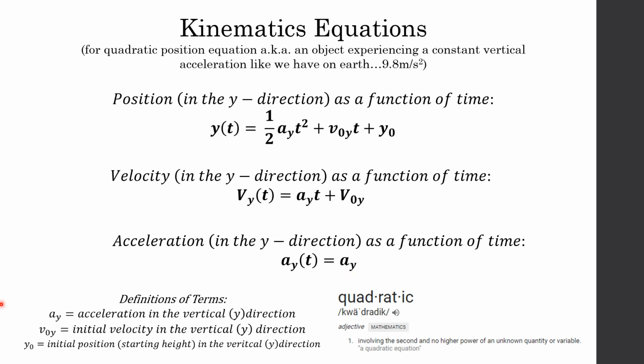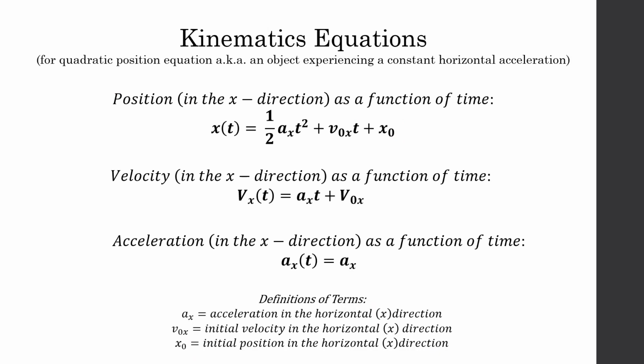So before we leave this slide, I just want to make sure that everybody understands what each of these terms means. So a_y is the acceleration in the vertical or the y direction. You can see it here, here, and here, okay? v_0y, this is the initial velocity in the vertical or the y direction, and you can see that term here and here. And then the initial position, so in the case of a vertical initial position, that's going to be our starting height, okay? And you can see that up here.